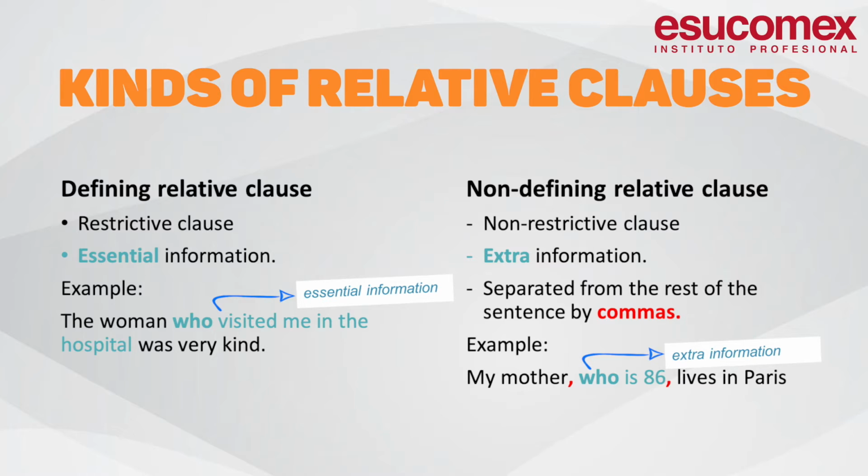A non-defining relative clause, or non-restrictive clause, gives us extra information about the person or thing we are talking about. This type of relative clause is separated from the rest of the sentence by commas. Look at the example. My mother, who is 86, lives in Paris. Who introduces the relative clause, and who is 86 corresponds to extra information.